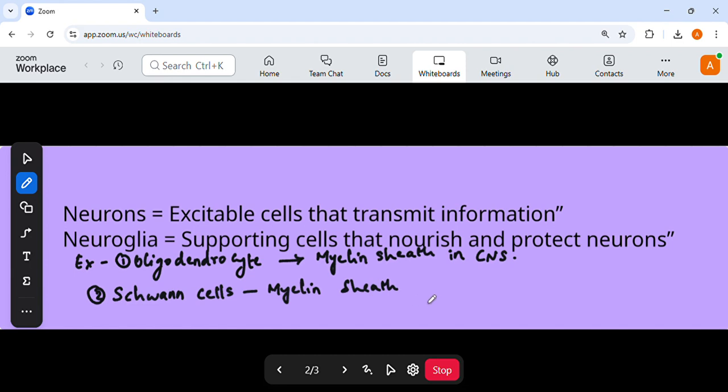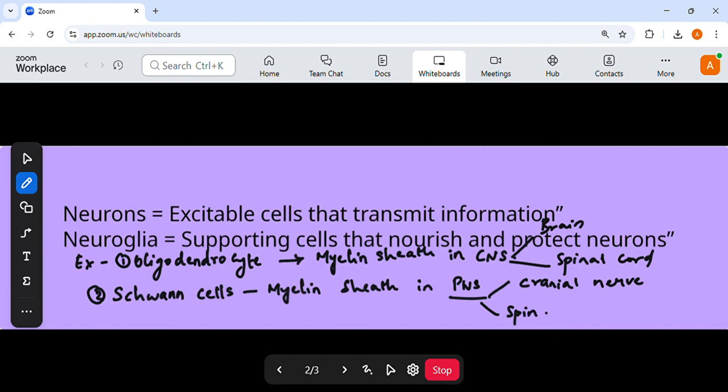In the central nervous system, brain and spinal cord are there. In the peripheral nervous system, there are the nerves arising from the brain, cranial nerves, and the nerves arising from the spinal cord, spinal nerves. Okay, CNS: brain, spinal cord. In PNS: cranial nerve, spinal nerve.